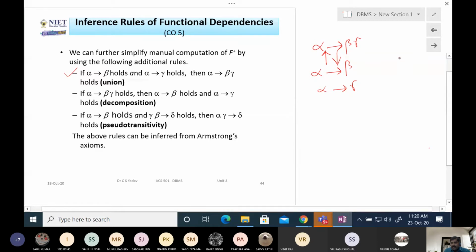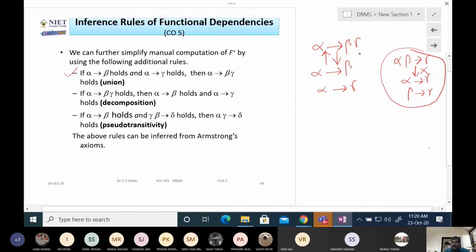But generally students make a mistake here. If alpha beta determines gamma, then they write alpha determines gamma and beta determines gamma. This is wrong. Only on the right-hand side can we perform union and decomposition operations. On the left-hand side we can't perform the union and decomposition rules. Did you get it?